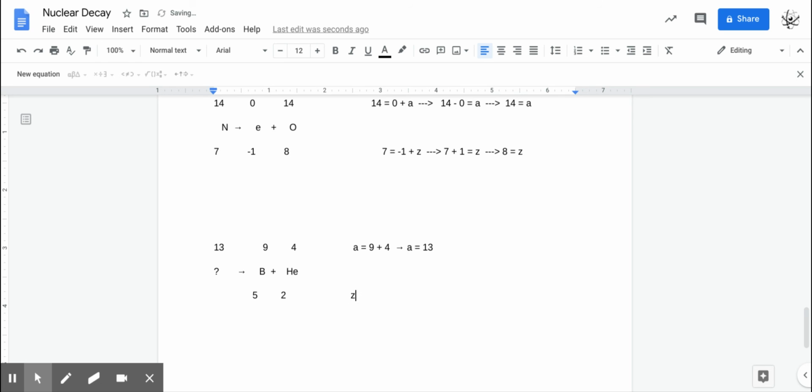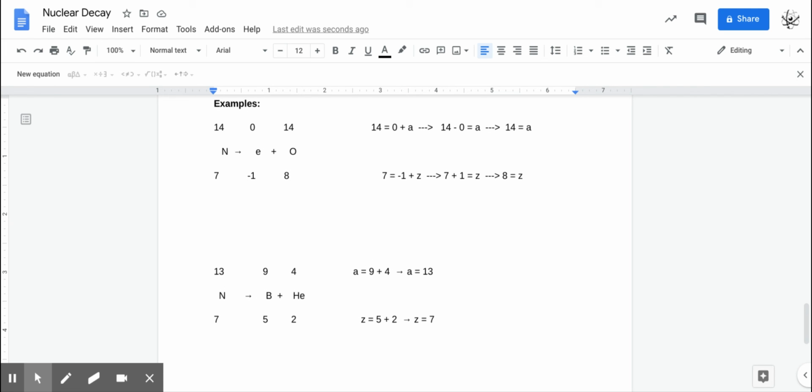My missing atomic number, I can think of this as being equal to 5 plus 2. So if I add 5 and 2 together, I find my missing atomic number is 7. So now I go to my periodic table and I look for who is element number 7, and I find that number 7 is nitrogen with the symbol capital N, and that is the last step. So my parent atom here was nitrogen 13.